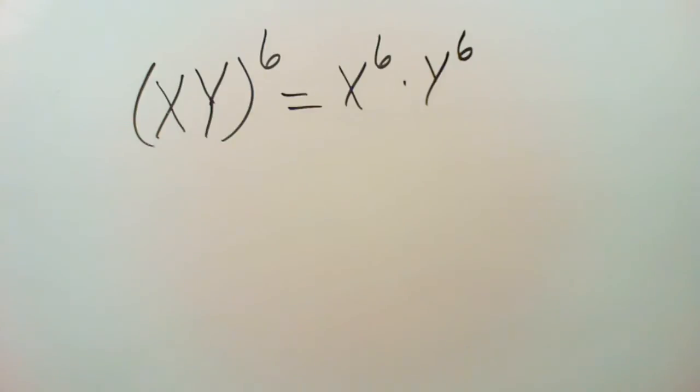After applying the rule for the power of a product, we are left with the answer x to the sixth power times y to the sixth power.